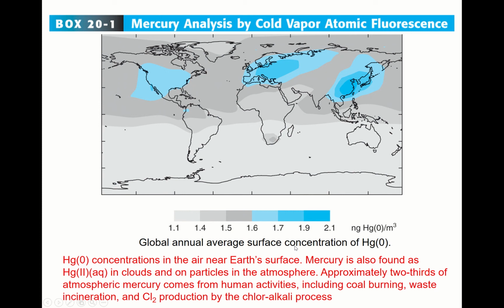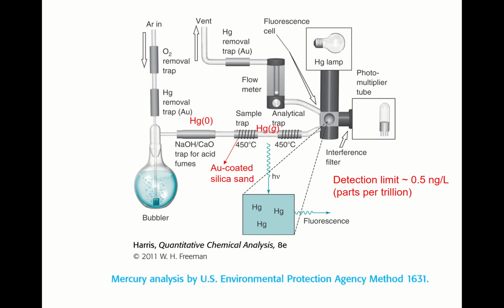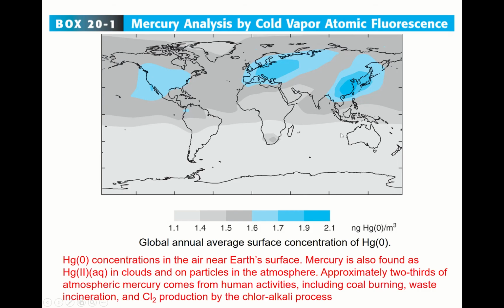chloralkali process. Okay. Now, the question is, how do we precisely measure this mercury concentration? Okay. Look at that. The unit is nanogram per cubic meter, right? So actually, this number is quite small, but it's significant. All right. Here is one method to measure mercury concentration.